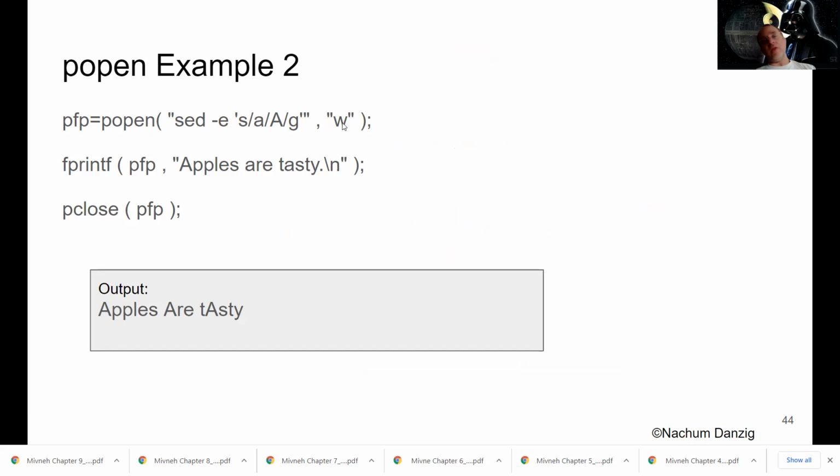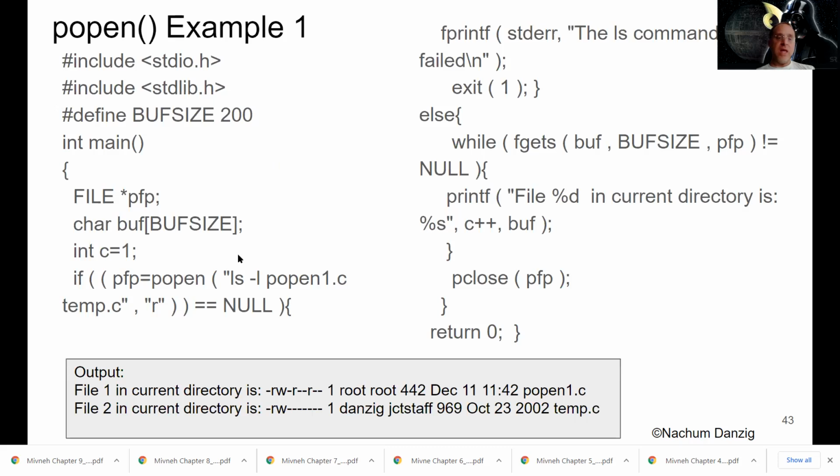So maybe a better way to think about it is like this. This W means I plan to write to the pipe. And this one means I plan to read from the pipe. Well, that makes sense because this is ls. ls produces something. So I'm going to read from it. And that's exactly what I do over here.